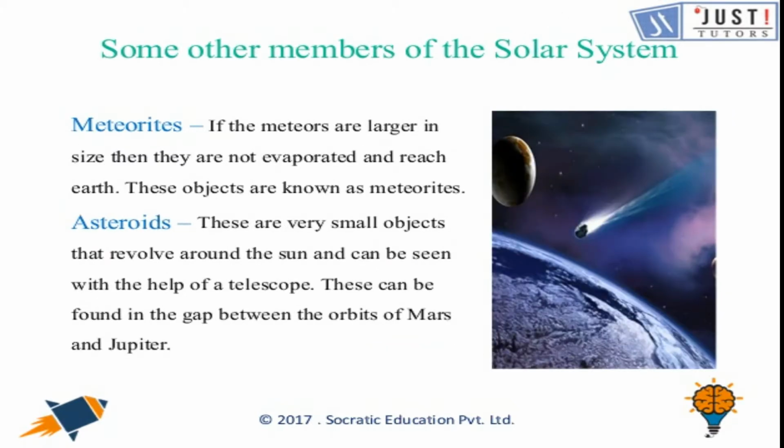Now let's go ahead. Well, meteorites are pieces of other bodies in our solar system that make it to the ground when a shooting star flashes through our atmosphere at a speed of 15 to 70 kilometers per second. If meteors are larger in size, then they are not evaporated and reach Earth. These objects are known as meteoroids. Talking about asteroids, they are small airless rocky worlds revolving around the sun that are too small to be called planets. They are also known as planetoids or minor planets.